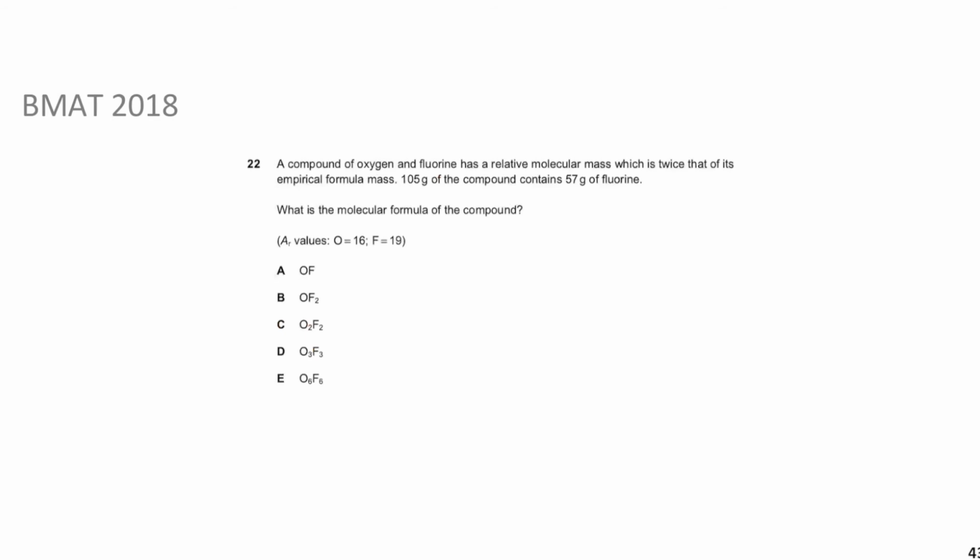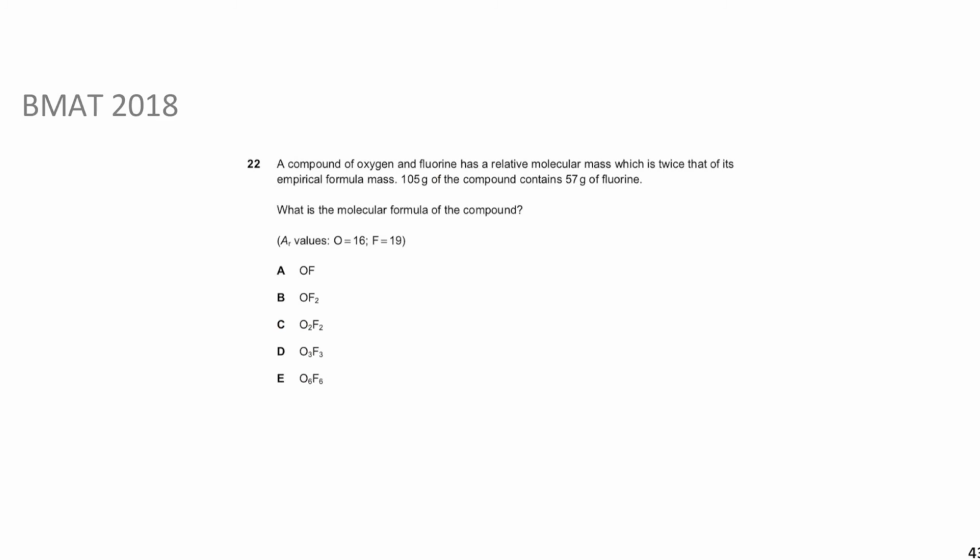This is a compound of oxygen and fluorine has relative molecular mass, which is twice that of its empirical formula. 105 grams of the compound contains 57 grams of fluorine. What is the molecular formula of the compound? So, guys, pause the video, give yourself a minute, be sure to be back after that minute, and then we're going to go through the solution.